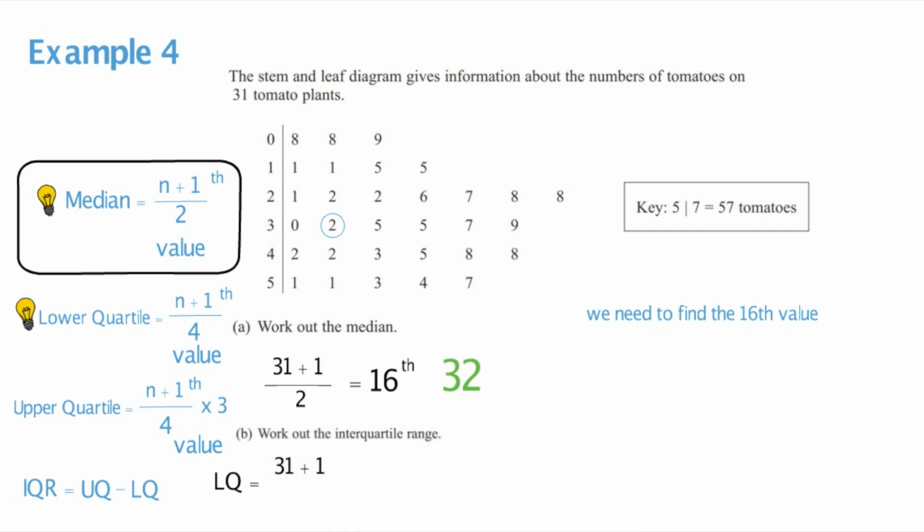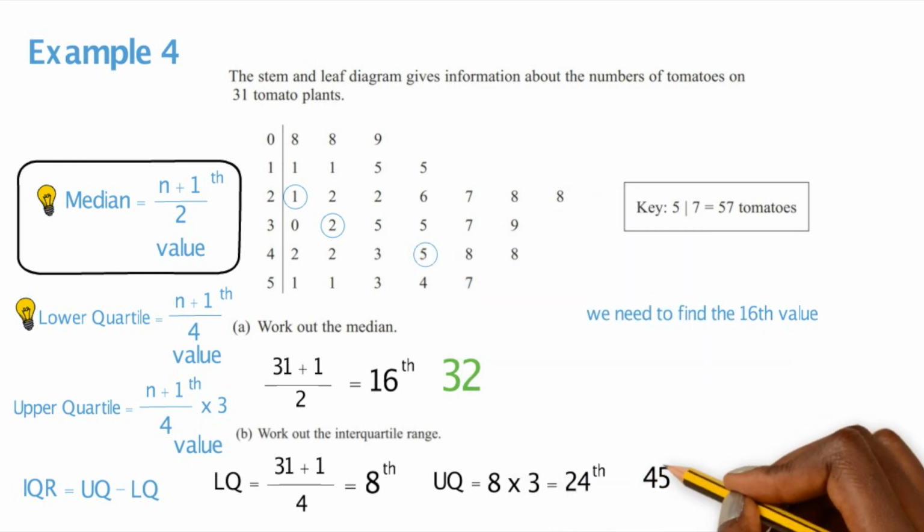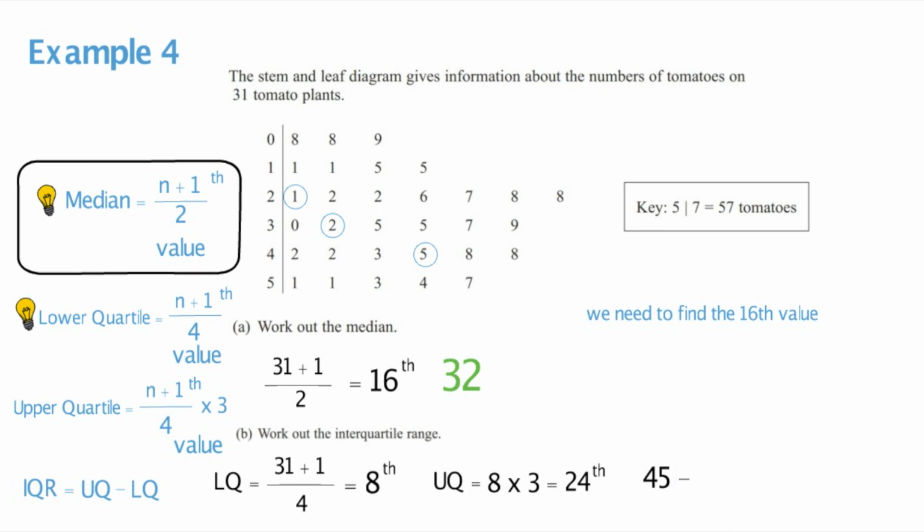For the lower quartile first, we would do 31 plus 1, and divide that by 4 to work out what value we're finding. It seems like we're finding the 8th value, so let's circle that. That would be 21. Then for the upper quartile, because we already know it's the lower quartile times by 3, we're going to work out the 24th value. The 24th value in the data is 45. Then to work out the interquartile range, we do 45 minus 21, which leaves us with an answer of 24.